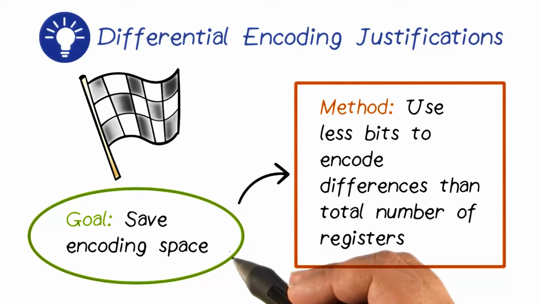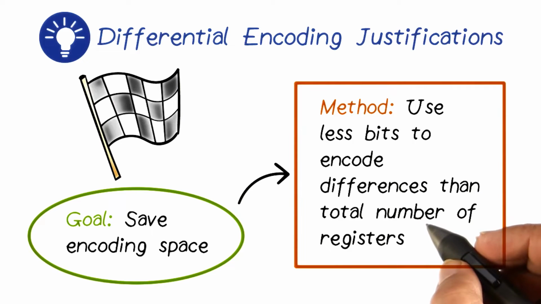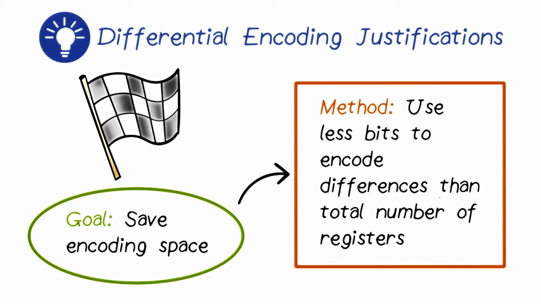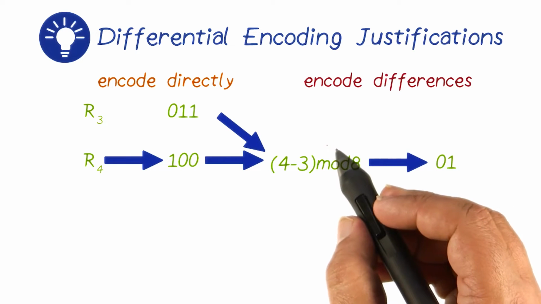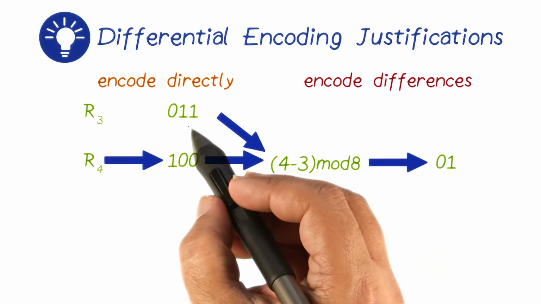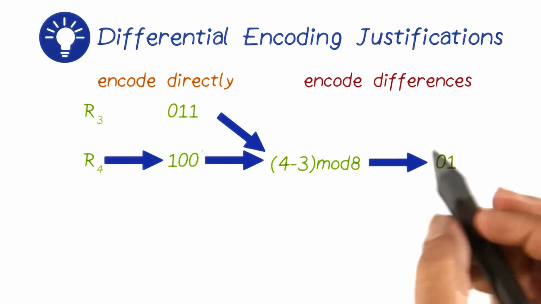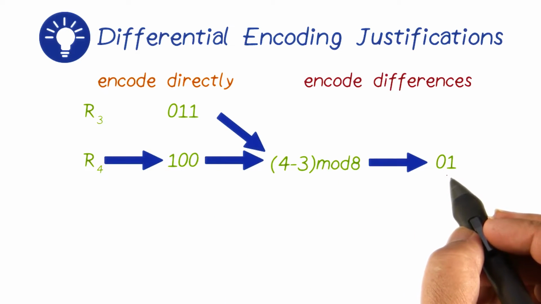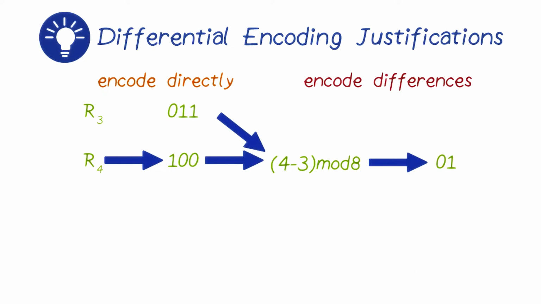So the differential encoding scheme allows us to save space by keeping the instructions more compact, or encode more registers by using these differential schemes, as was pointed out earlier. The same example now, let us compare the number of bits. R3 would have been directly encoded as 011, R4 would have been encoded as 100, and as you can see here, now we are encoding the difference 01, so 2 bits are sufficient here under the new scheme.